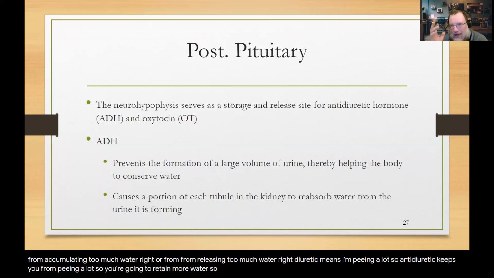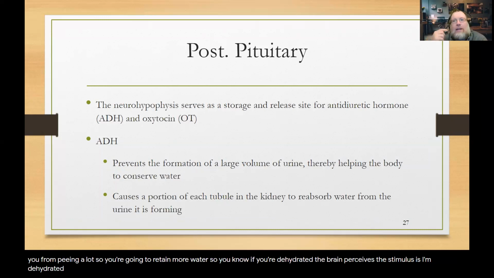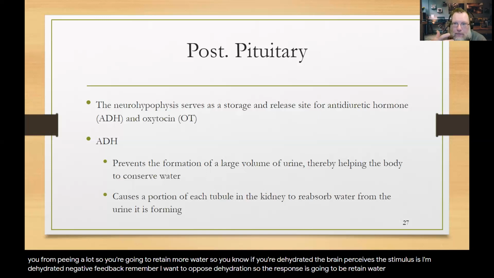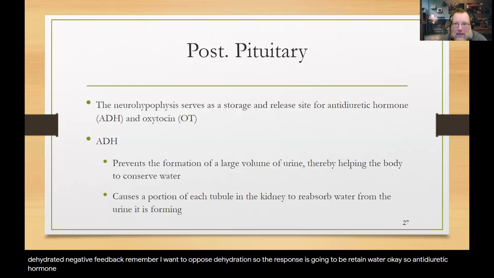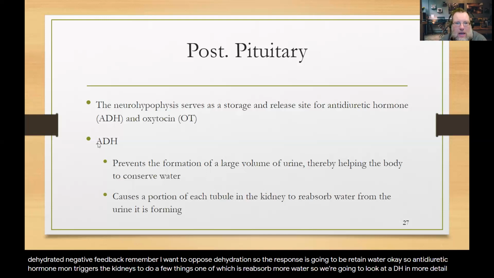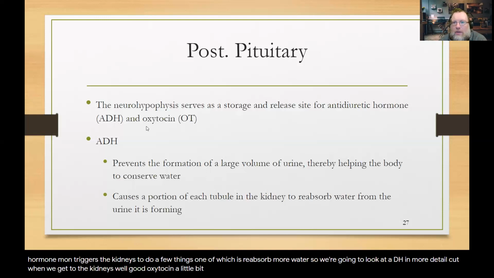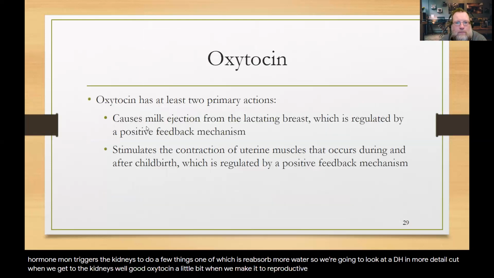So if you're dehydrated, the brain perceives the stimulus: I'm dehydrated. Negative feedback, remember, I want to oppose dehydration. So the response is going to be retain water. Okay, so antidiuretic hormone triggers the kidneys to do a few things, one of which is reabsorb more water. So we're going to look at ADH in more detail when we get to the kidneys. We'll look at oxytocin a little bit when we make it to reproductive. Okay, again, uterine contraction. Clinically, this is called Pitocin.